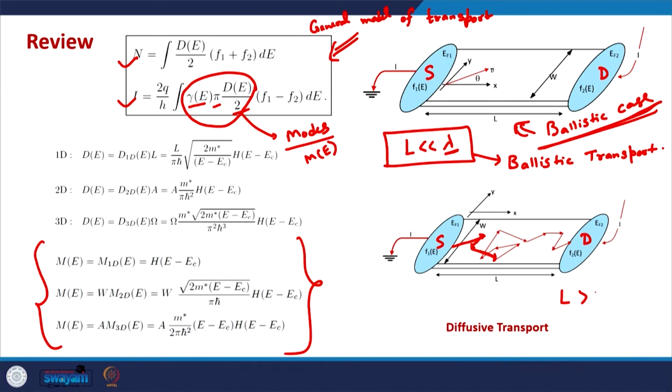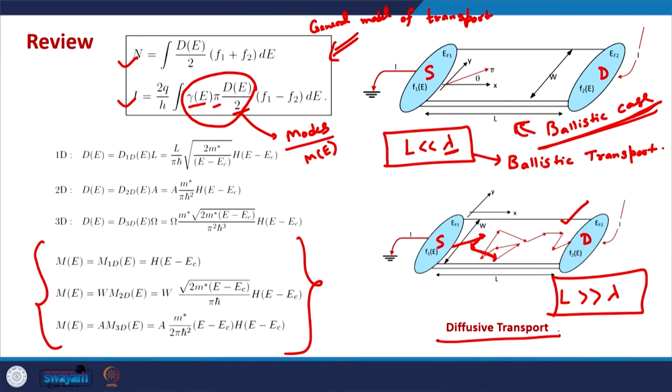So in this mechanism, the electron is continuously colliding with other particles in the system, and the average distance between two collisions is known as the mean free path. And when the channel length is greater than the mean free path, the transport will look something like this. Some of the electrons will reach the drain side, but some of the electrons may not reach the drain side, and this transport is known as the diffusive transport in devices.